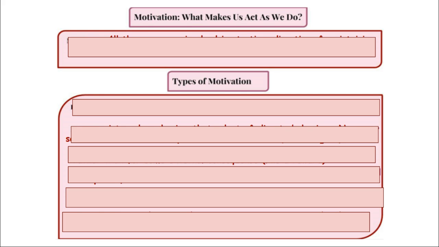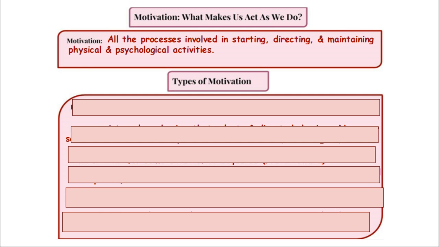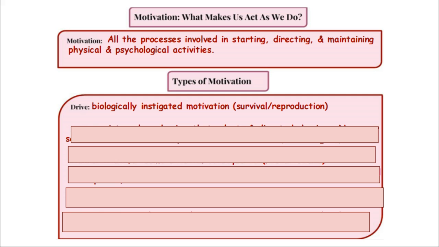So, motivation, that's what makes us act as we do. And part of that is the whole idea of motivation, all the processes that involve starting, directing, and maintaining physical and psychological activities. And there are different types of motivation, and we'll get into some specifics here, but you have to talk about things like drive, which is the biologically instigated motivation. It's all about survival and reproduction.